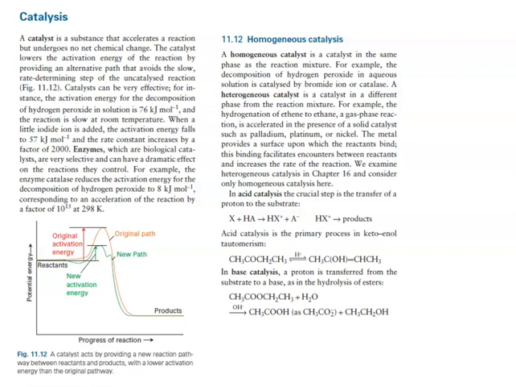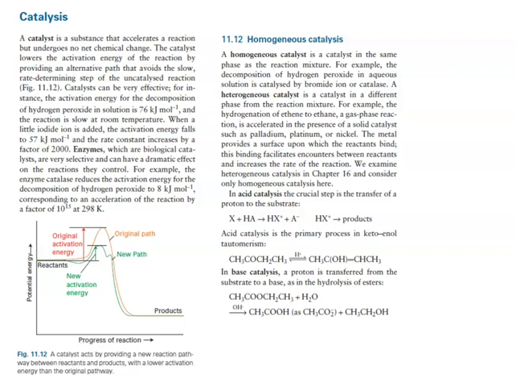Enzymes, which are biological catalysts, are very selective and can have a dramatic effect on the reactions they control. For example, the enzyme catalase reduces the activation energy for the decomposition of hydrogen peroxide to only 8 kilojoules per mole, corresponding to an acceleration of the reaction by a factor of 10^15 at body temperature. At room temperature, the acceleration is even lower than at body temperature.